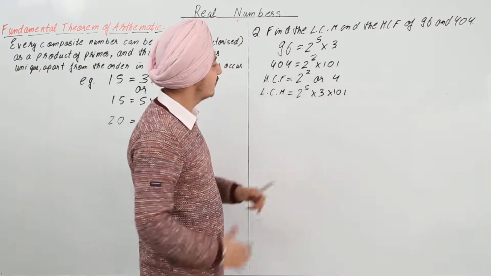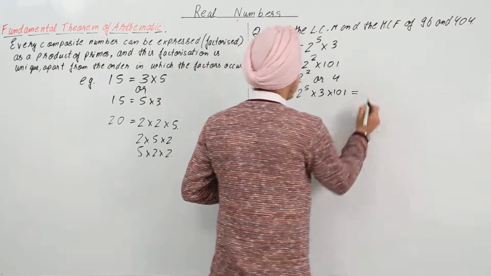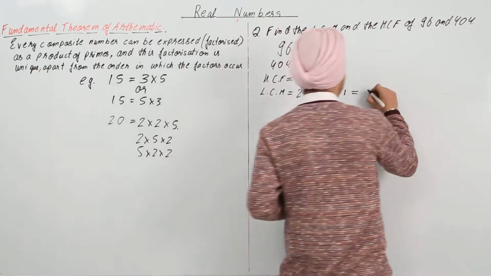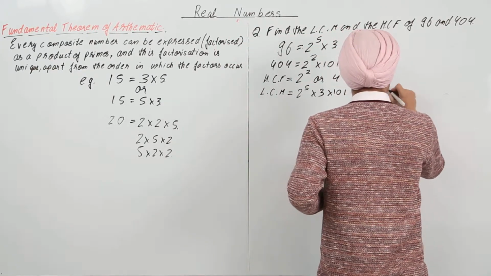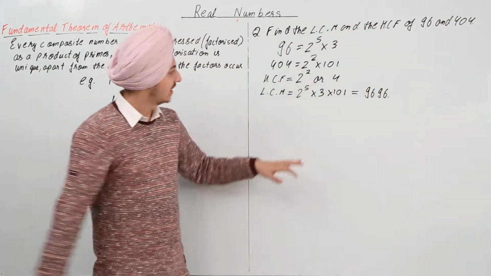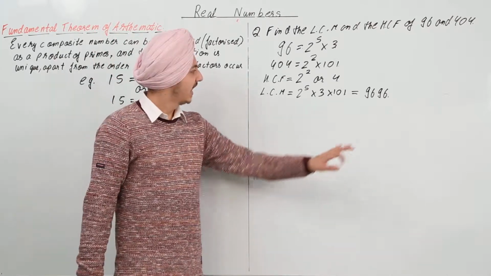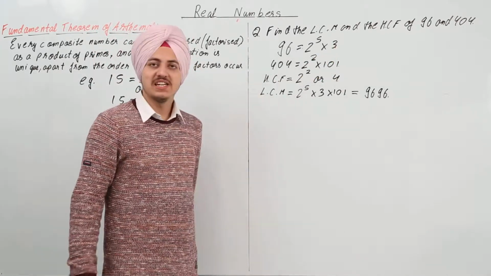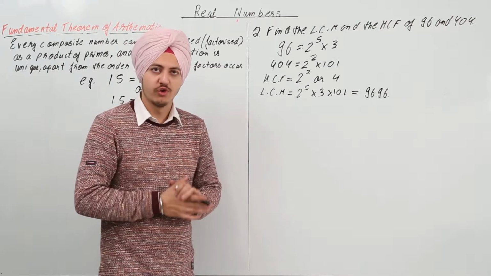So the LCM from here comes out to be equal to, I have already done the calculations in the rough, you have to do the calculations. This is 9696. 9696 is the LCM for 96 and 404.